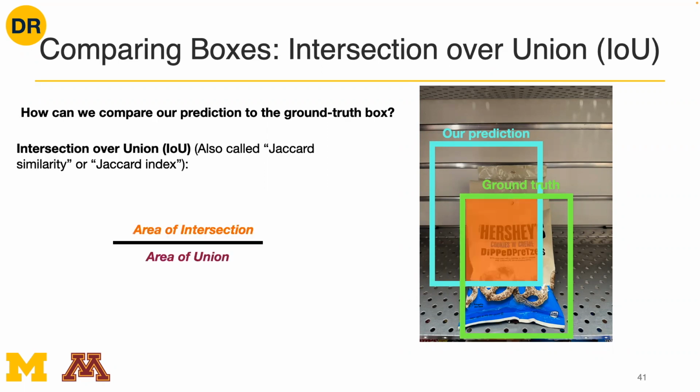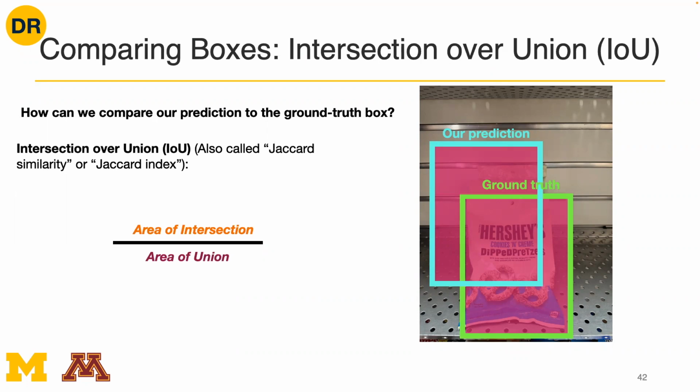So the intersection over union is basically the area of intersection divided by the union. So the area of intersection between these two bounding boxes divided by the union of these two bounding boxes. IOU is also called Jaccard similarity or Jaccard index. So if you're reading a paper and it says Jaccard similarity, it's basically intersection over union.